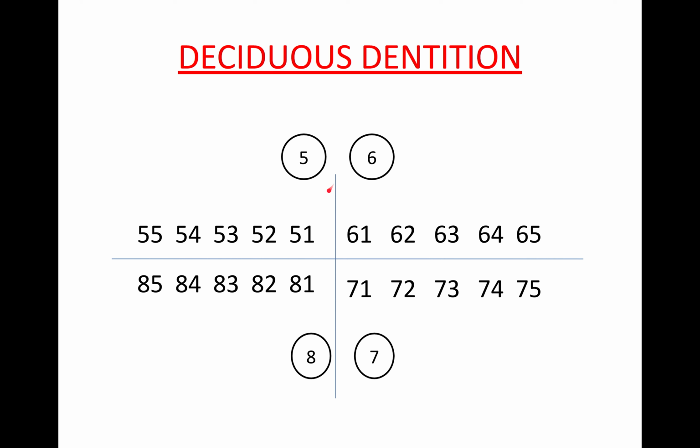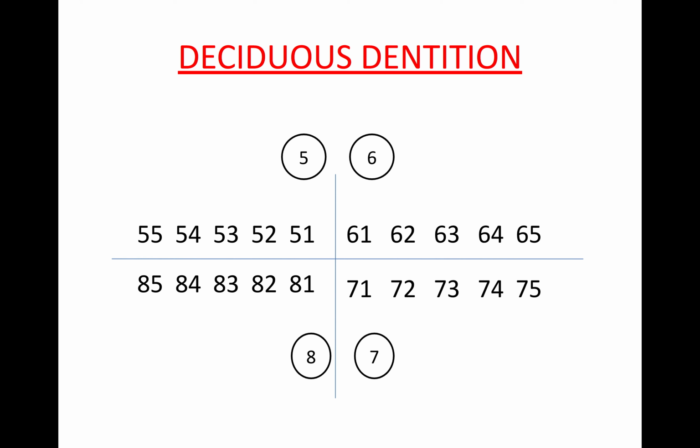5-1 stands for deciduous maxillary right central incisor. 6-1 is deciduous maxillary left central incisor. Then 7-1 is mandibular left central incisor. Now 8-1 is mandibular right central incisor. So each tooth has its own number. Okay, so here we end our tooth numbering system.